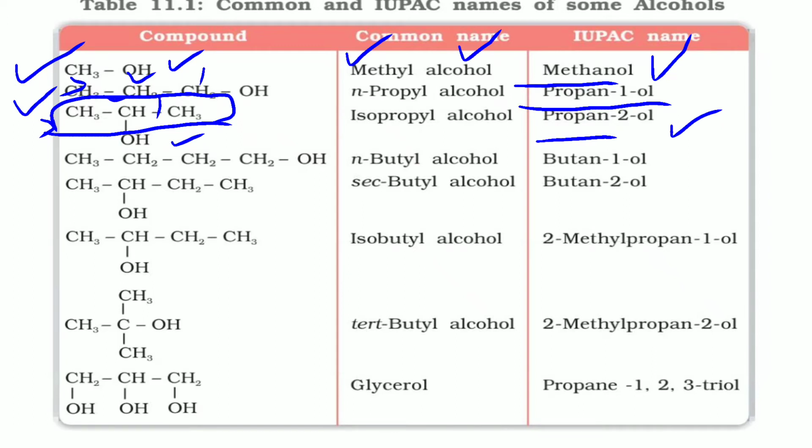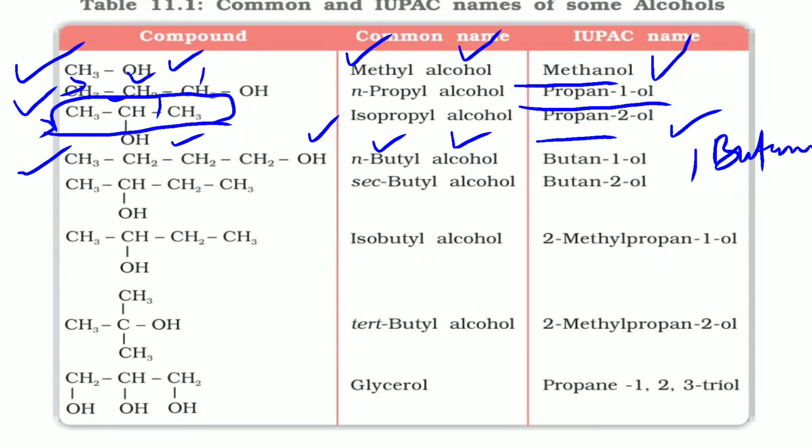Similarly, in this example, this is a simple long chain and at the end the OH group is present, so it is normal butyl alcohol, the common name, and the IUPAC name is butan-1-ol, or you can write 1-butanol. Both are right.